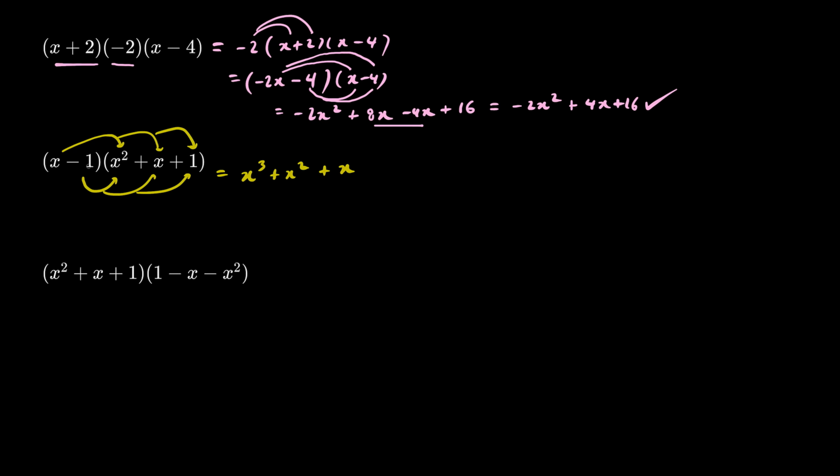And this is your brother or sister. Negative 1 times x squared is negative x squared. I'm just going to put it here. Negative 1 times x is negative x. And negative 1 times 1 is negative 1. As you can see, I lined up the powers, so you can see that these cancel. So the final answer is x cubed minus 1.